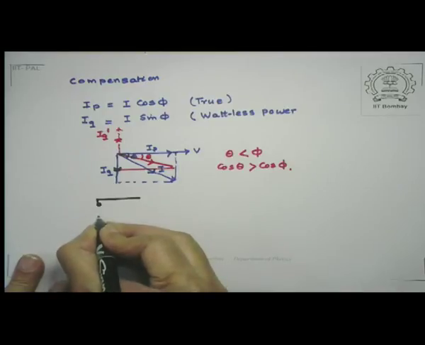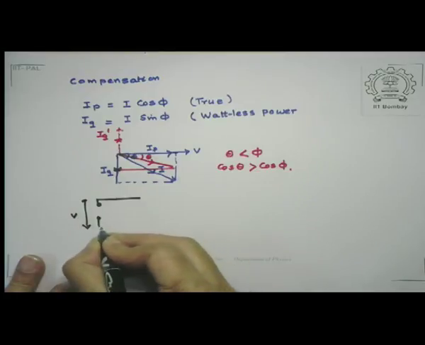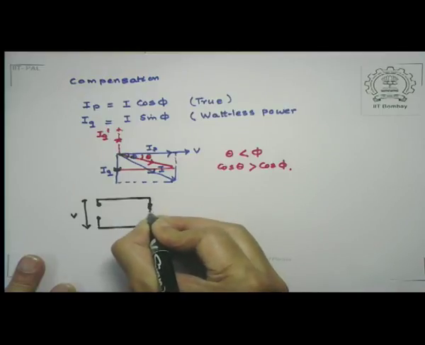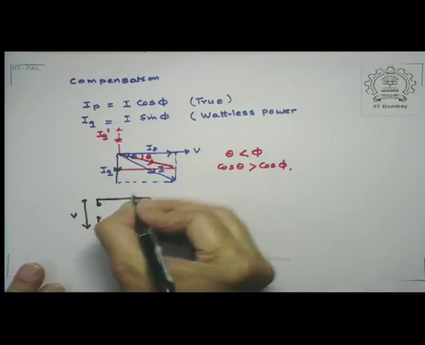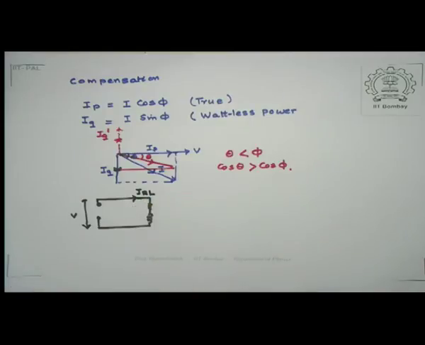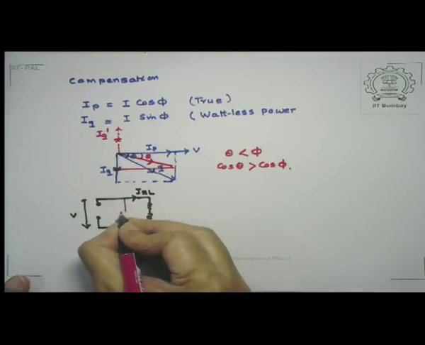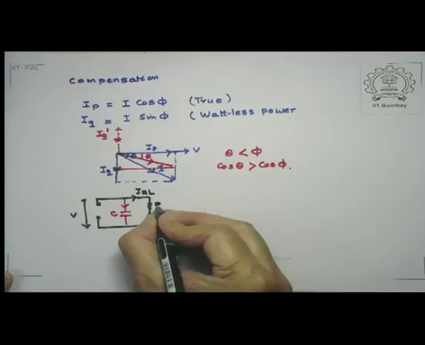So supposing this is the voltage, and I had a situation of this type, that I have resistance R and an inductance here, and this is my I, let me call it IRL because it's passing through both R and L. So what is done is to introduce a capacitive element in parallel with it. And so what basically happens is it divides the current.